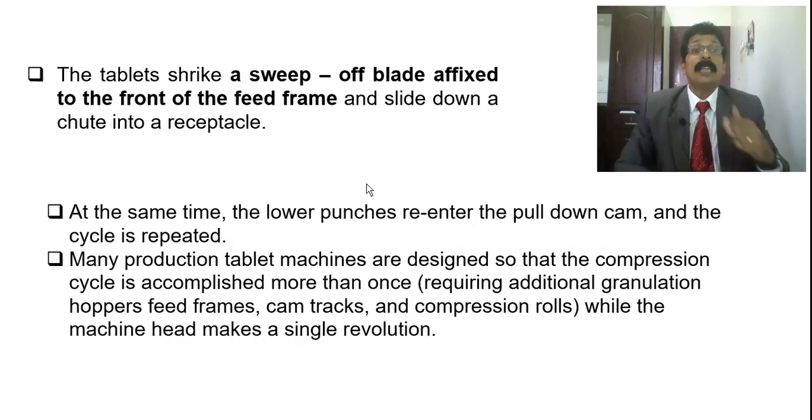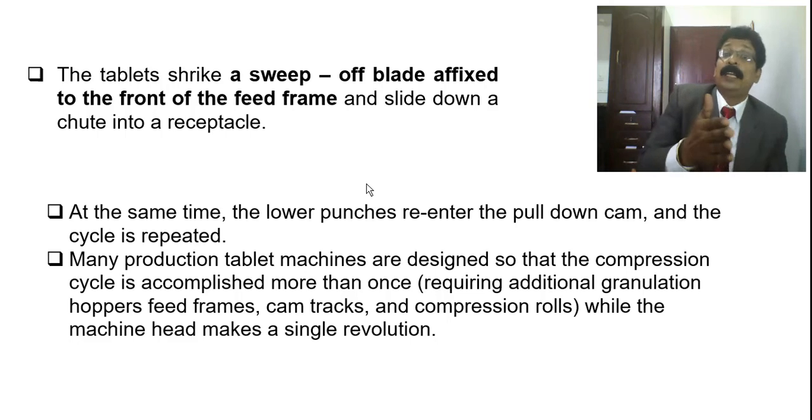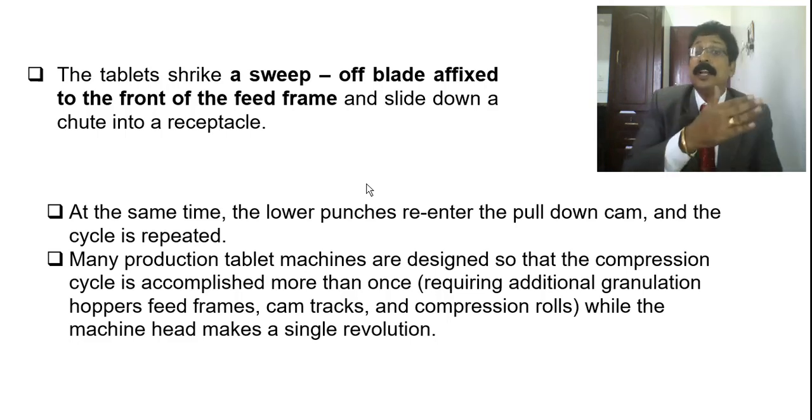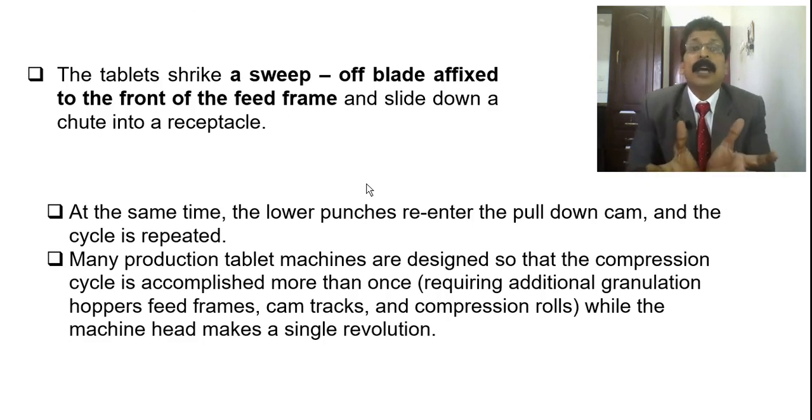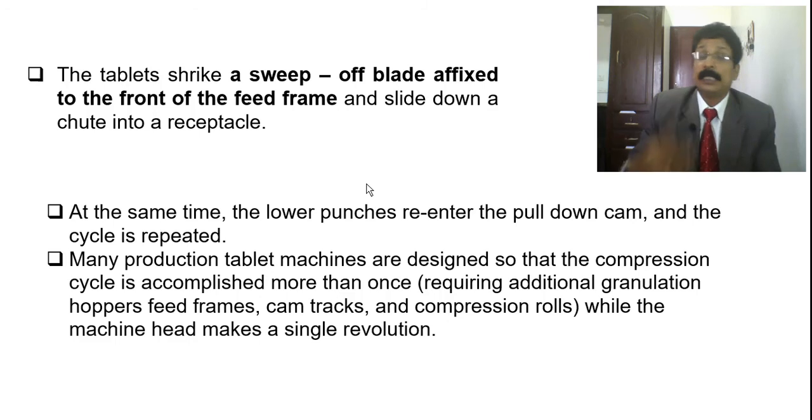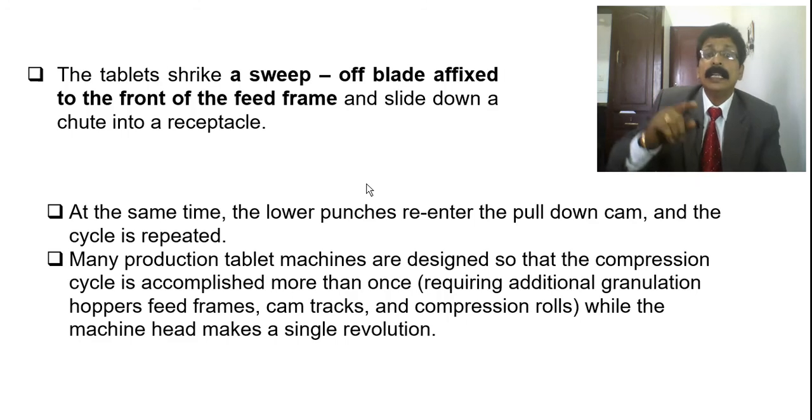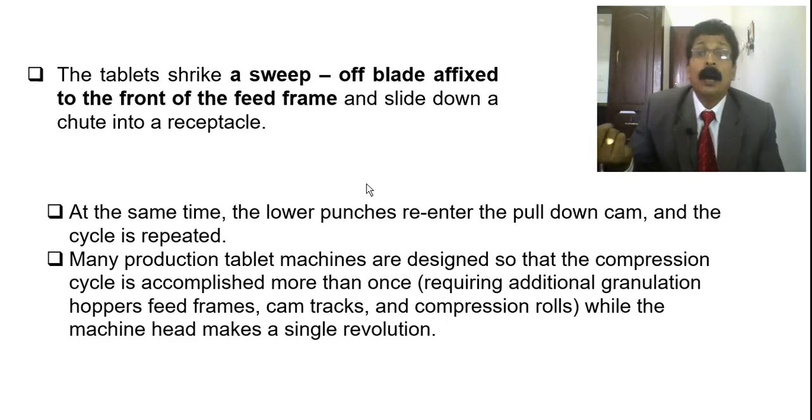So the tablet strikes the wipe off blade. The tablet will strike the wipe off blade, which you have seen in the video, and afflict the front of the feed frame, and it will be collected in the chute into the receptacle, that means the collecting vessel, which is the receipt of those tablets. After compression, they will be collected in a tray very firmly without disturbing the tablet, and aseptically also. At the same time, the lower punches re-enter the pulling cam and the cycle will be repeated.